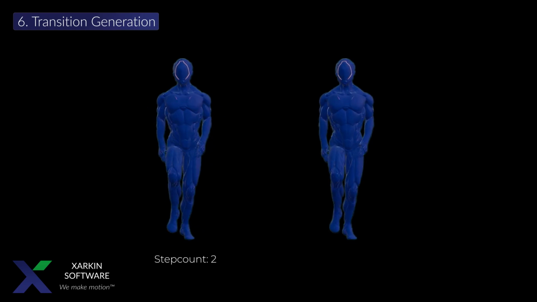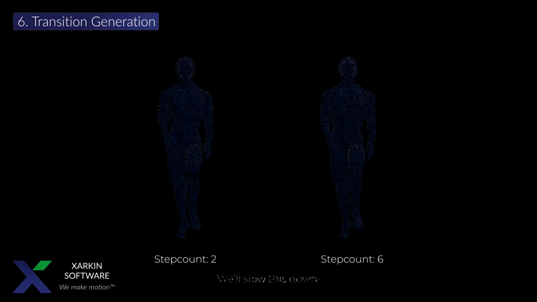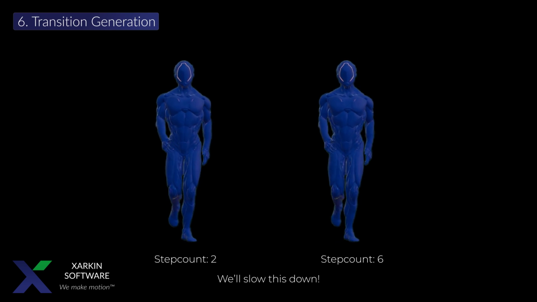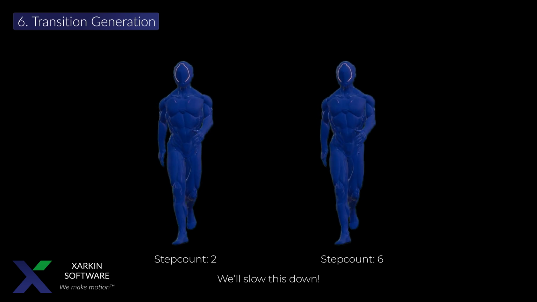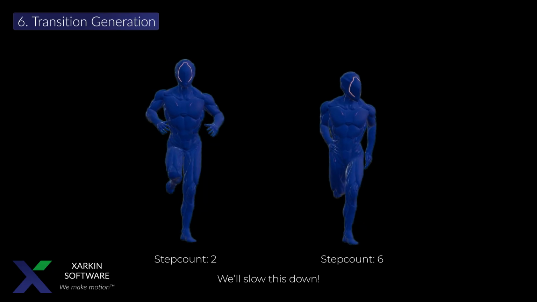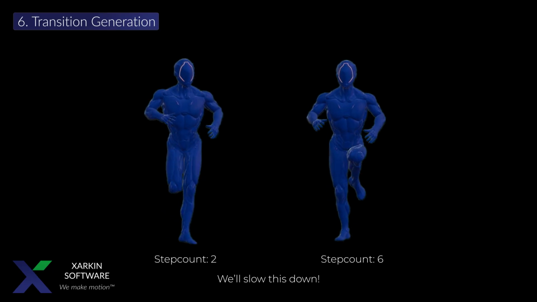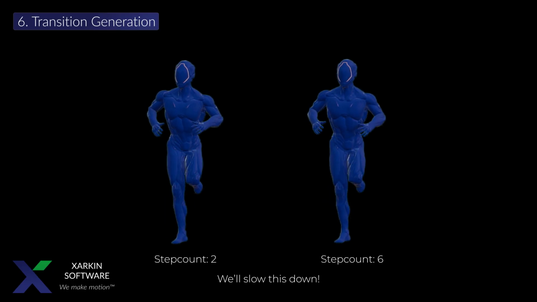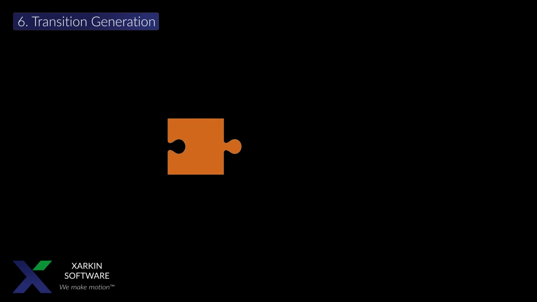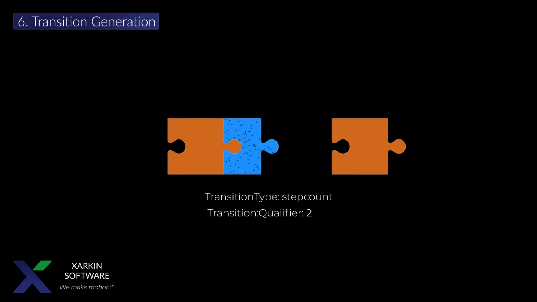Here, with a step count of 2 steps, the character quickly transitions to a run. We'll compare this with the same character with a step count of 6 steps. Let's view this a bit slower. We can see that the 2-step transition jumps to a run, whereas the second character takes 6 steps to build to a run. There are multiple transition options that a programmer or animator can choose. As demonstrated, the step count provides complete control of the number of steps used in the transition.